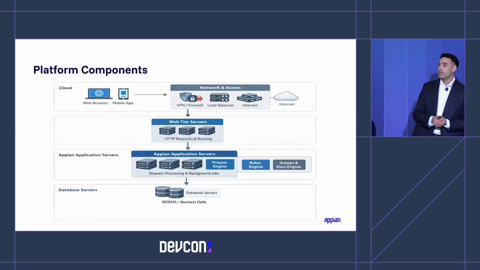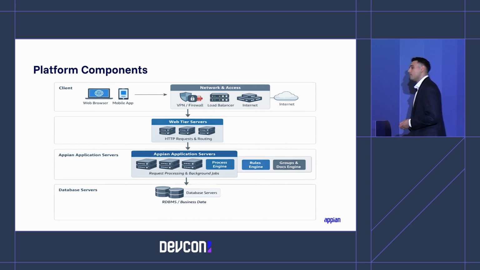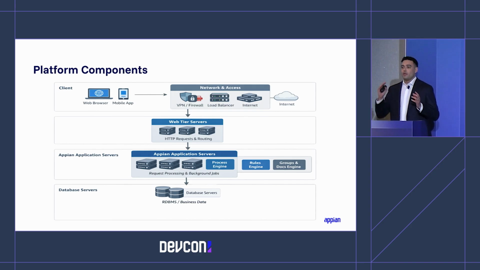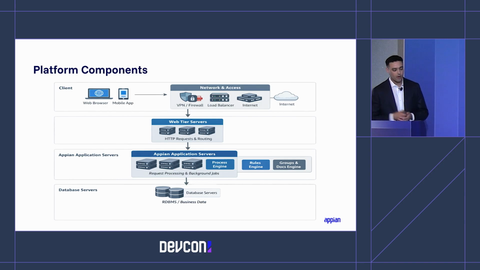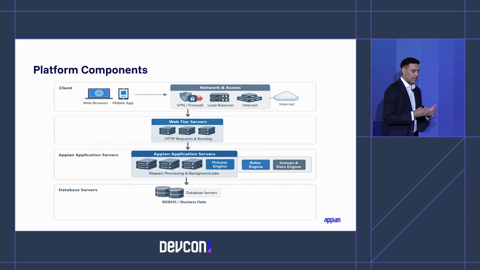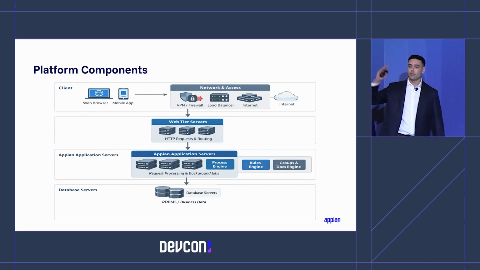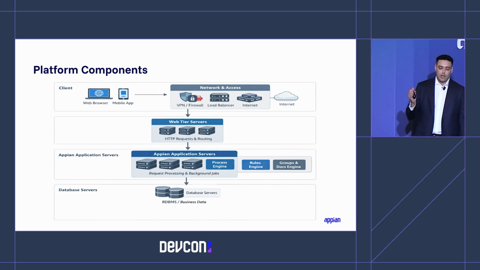So when you look at Appian end-to-end, and this is just a typical setup, you may have already customized your environments according to your needs, a typical user interaction will go through a number of layers.